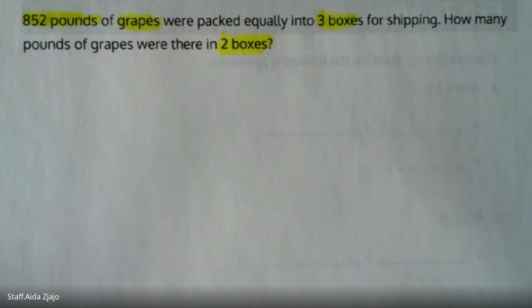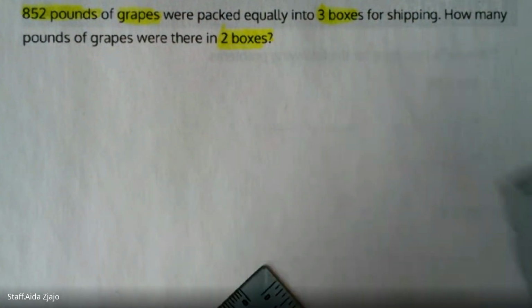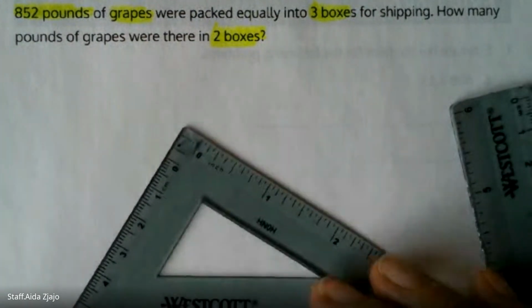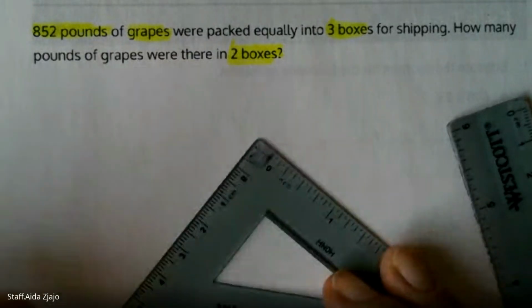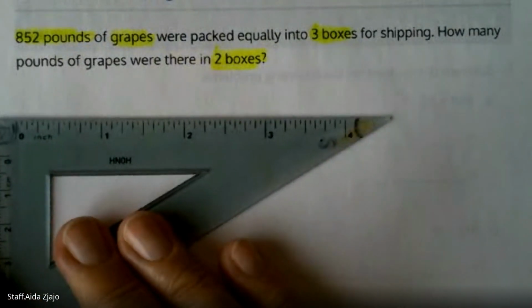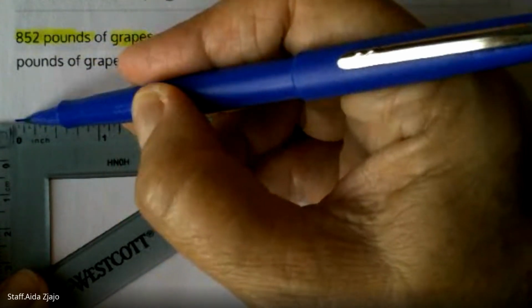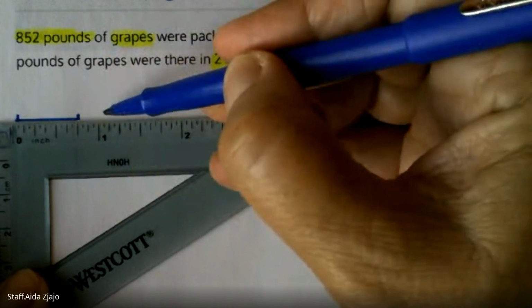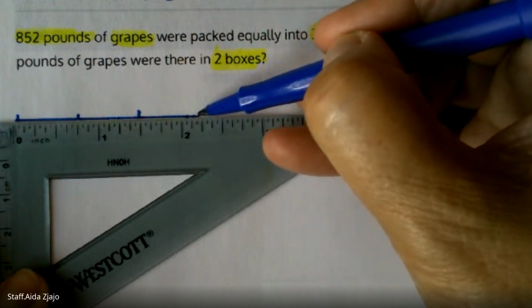So you have to really pay attention to the questions, because sometimes if you don't understand, they don't ask you for what you think. They don't ask you for one. They ask you how much is in the 2 boxes. First they tell you that there are 3 boxes, and that's what we're going to draw. We have 3 boxes. Let's see, 1 and 2, and then 3.